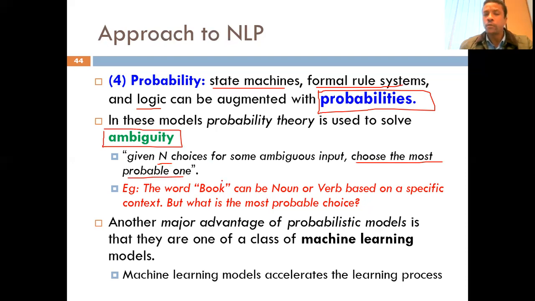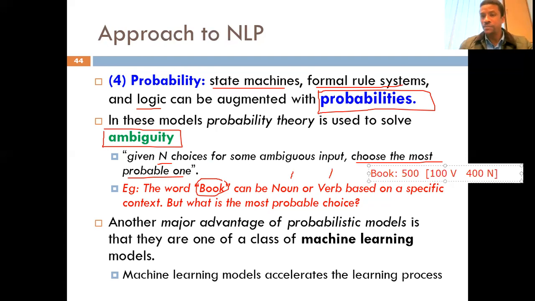For instance, if you see the word book, it can sometimes be a noun, and it can also be a verb. Now the decision is which one is the most probable choice in a specific case. So you can say, for instance, in a corpus or in a collection, if you have the word book 500 times, and from these 500 times, 100 of the times it's used as a verb, and 400 of those times it is used as a noun, then most probably you'll say it is a noun.